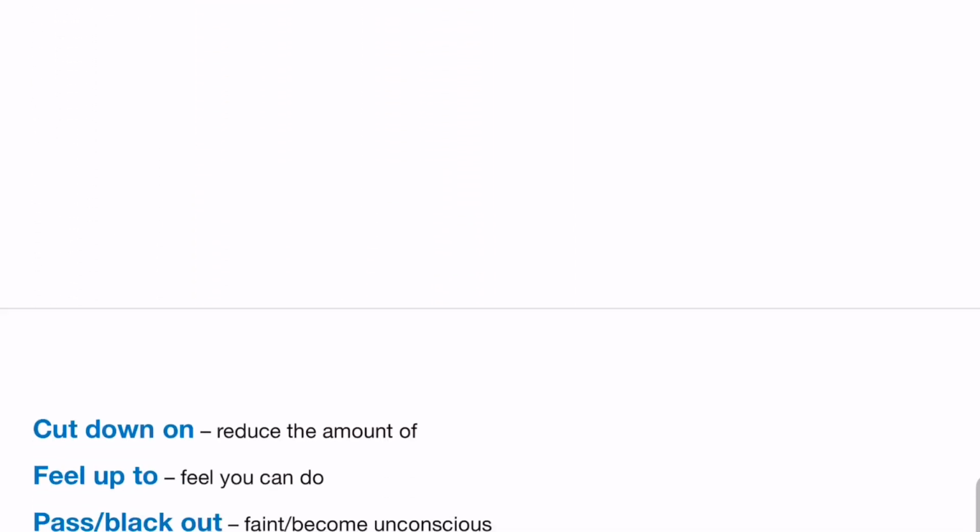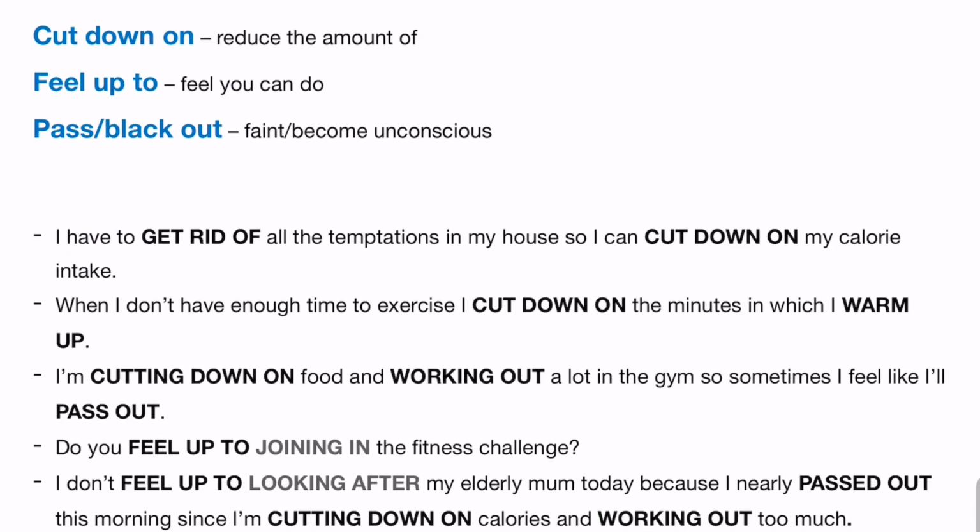Let's see some more sentences. Cut down on. Cut down on means reduce the amount of. Feel up to means feel that you can do something. Pass out or black out means to faint or to become unconscious, which is another way of saying faint.